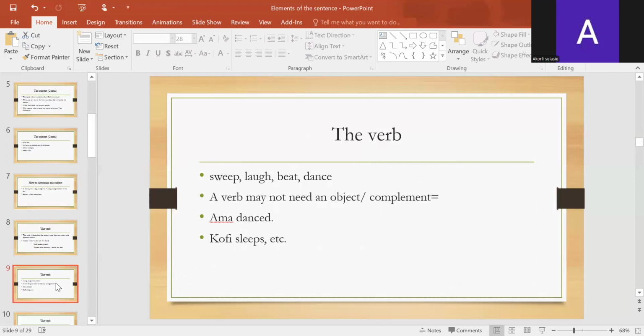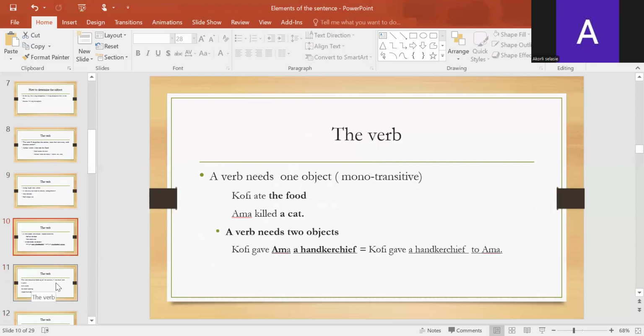Now, let's go to the next one. A verb may need only one object. Could we eat the food? Amma kill the cat. That's another category of verbs. But another category of verbs may need two objects.